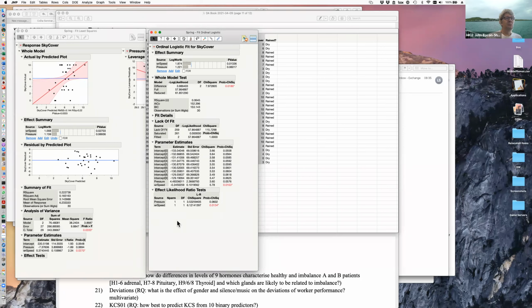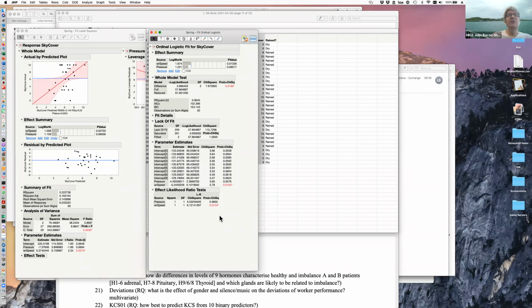Now, you will notice, although we've said sky cover is ordinal, we still only got one coefficient for pressure and one for wind speed. Both these models conclude that wind speed is reasonably good evidence, and the air pressure is relatively weak evidence. So what's the difference between these two models? In the ordinal model, you will see we've got all these different intercepts. We don't have a single intercept. We have multiple intercepts.